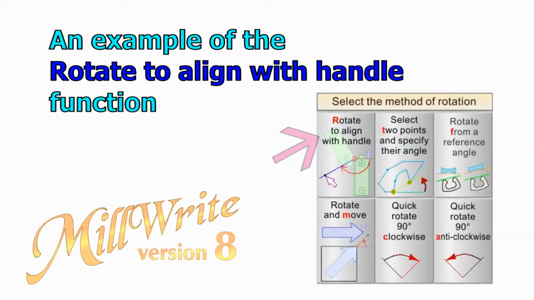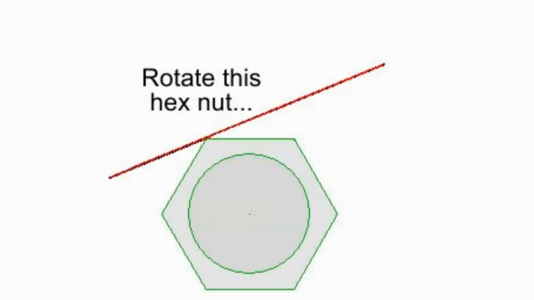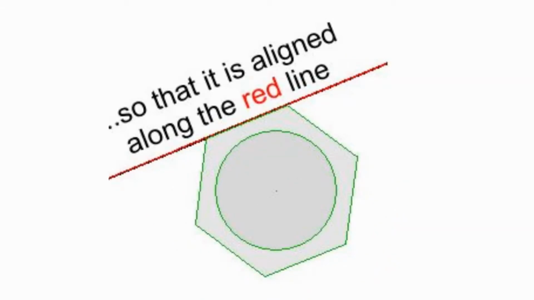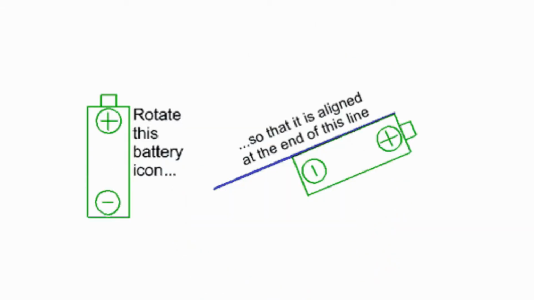One of the rotate options is to rotate something so that it becomes aligned with some other item. For example, you might want to rotate a diagram of a hex nut so that it becomes aligned along a line that is at an odd angle. In this video, I'll show you how to rotate this battery icon so that it becomes aligned at the end of this blue line.